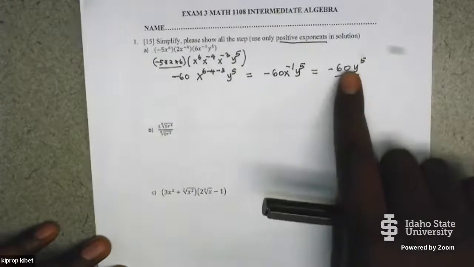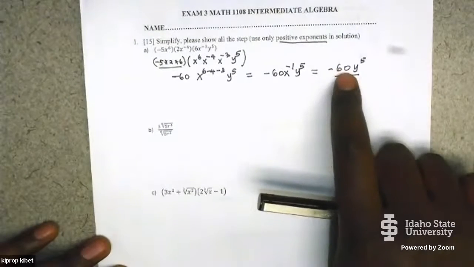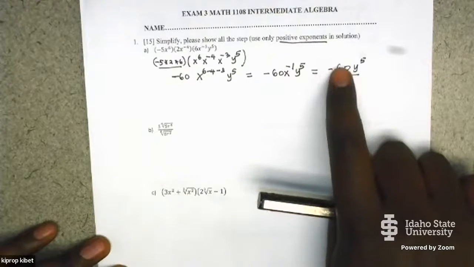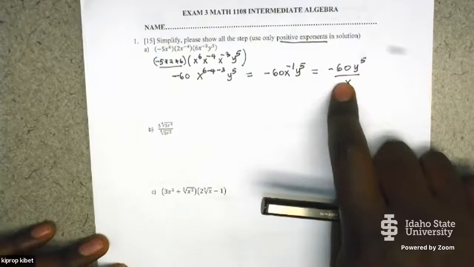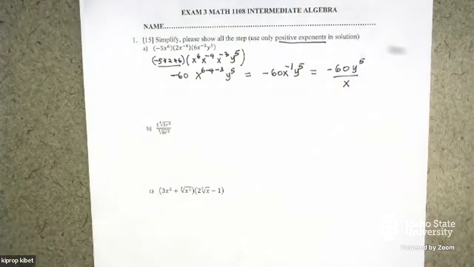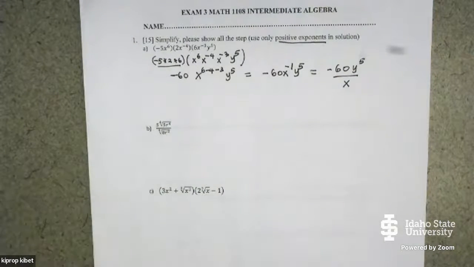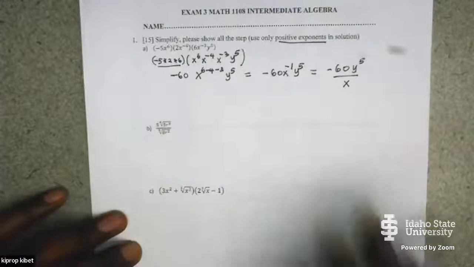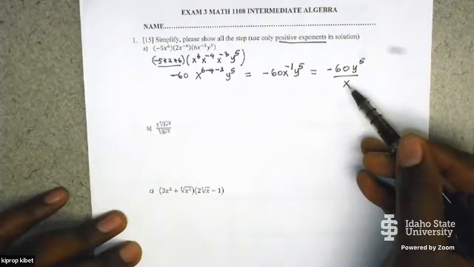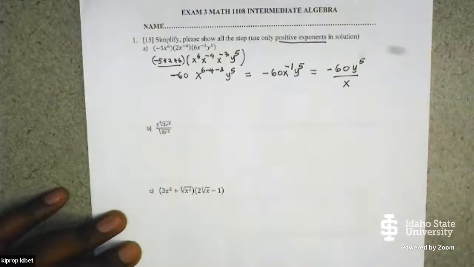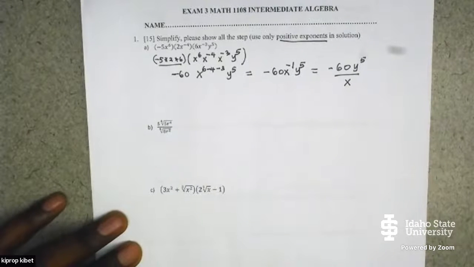Some of you were taking this -60 down here. This is not an exponent. So you cannot take this one down here and make it positive. No, you don't do it like that. You only take the exponent. Okay. So that was it.